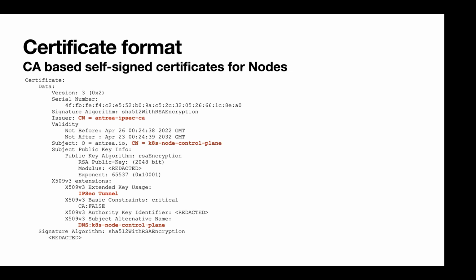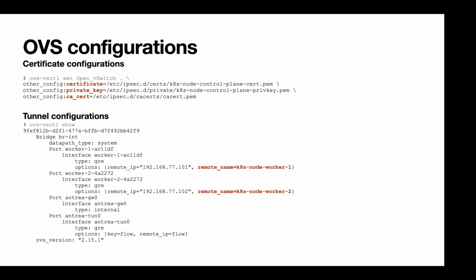Also, for the extension section, we mark the key usage as IPsec tunnel. This is not yet required for IPsec or for OVS, but I think it's good practice as this is a standard key usage. So we can use IPsec tunnel to mark this key usage. Basically this is a standard X509 certificate.